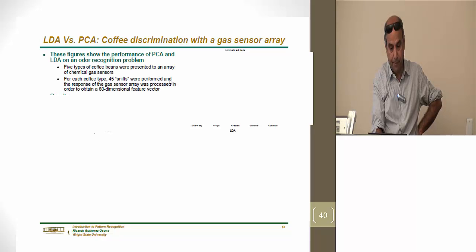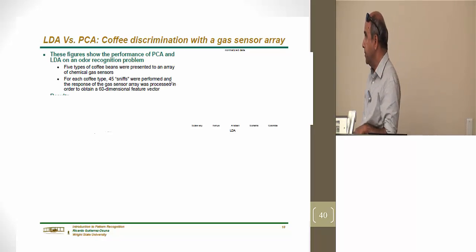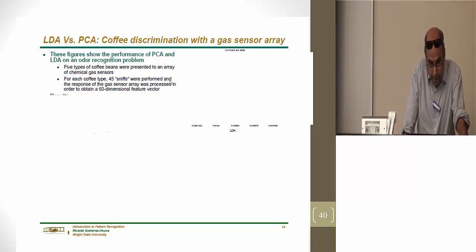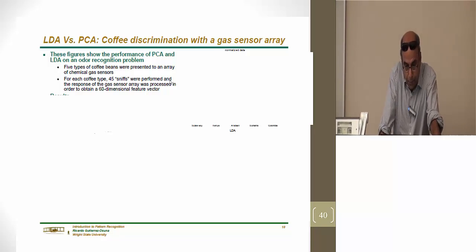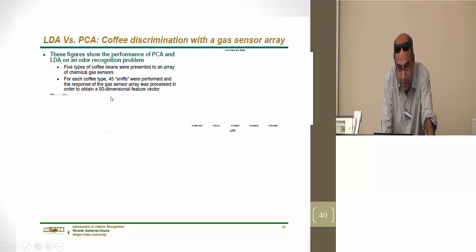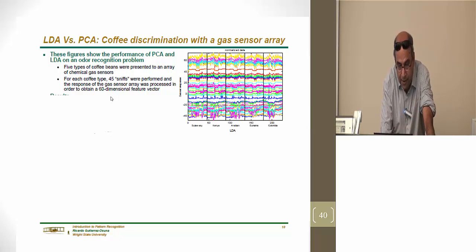So here's the example. We have coffee beans, and there are 5 types of coffee beans, and they use sensors, and they get 45 sniffs on those, and you get a 60-dimensional feature vector. It looks like that. These are the different coffee beans.